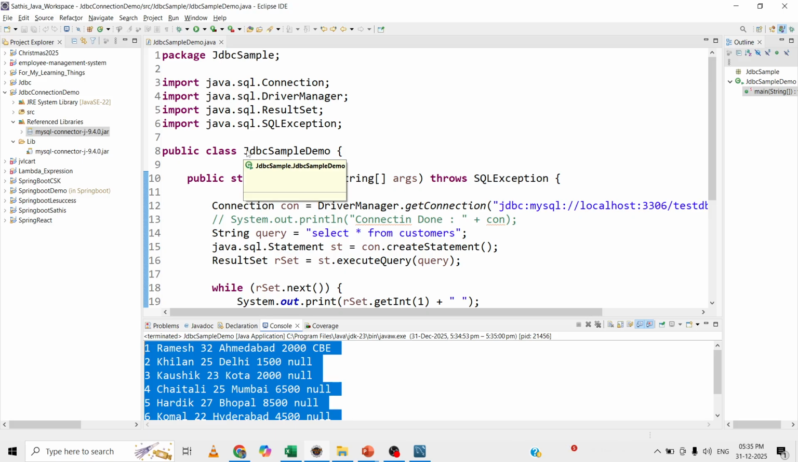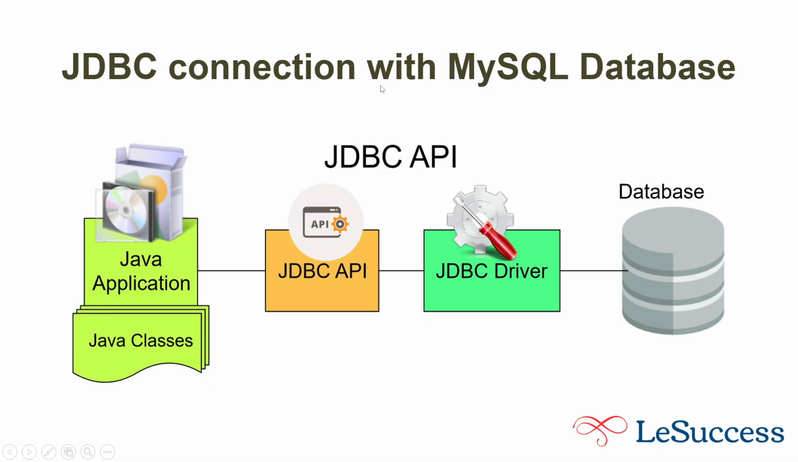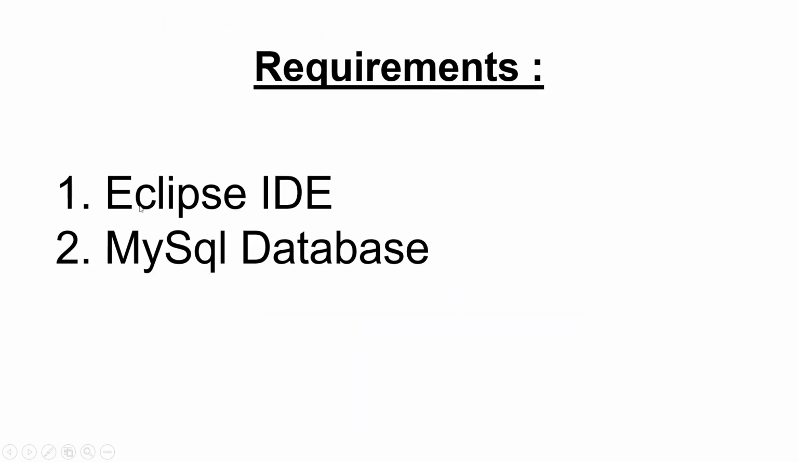This is very important for knowing the concept of JDBC, Java Database Connectivity. So, recap: this is the JDBC connection with a MySQL database. These two pieces of software, the Java application and the database, are connected using the API JDBC, Java Database Connectivity Application Programming Interface. This architecture shows these two applications connecting through the MySQL JDBC driver. The requirements are Eclipse IDE as the development environment for creating a Java program, and the MySQL database to store the data.